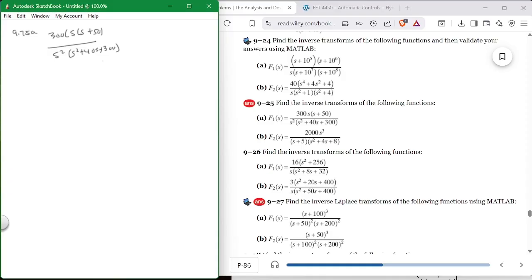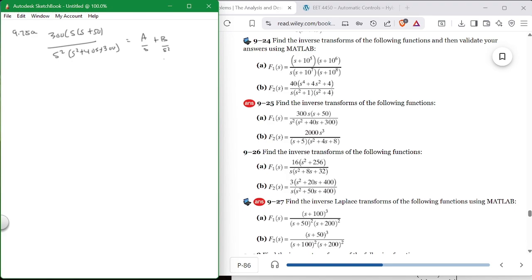This gets all really into the bad stuff. Okay, so why did I skip number 24? I skipped number 24 because it got really bad. But let's do this one. So what are the splits? It's a over s plus b over s squared. Now, why is that?